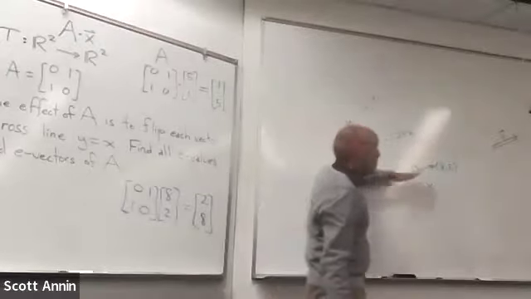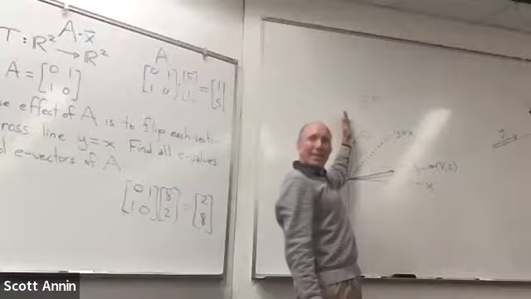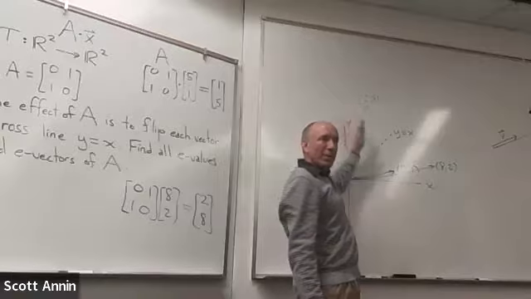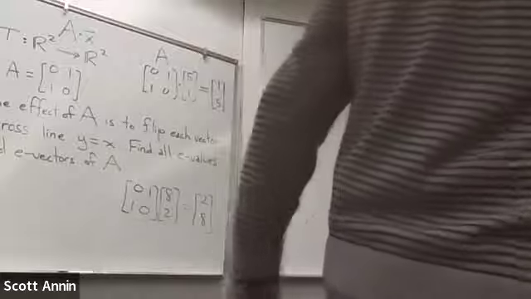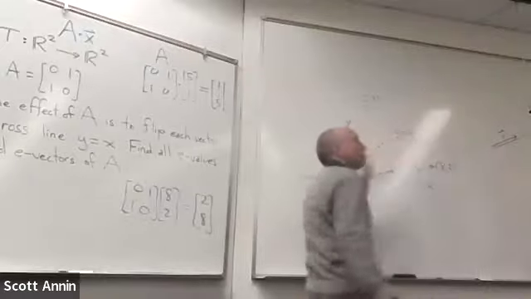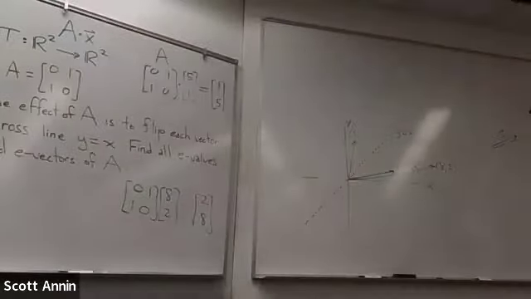Same thing with 8, 2. If I start with 8, 2, and I flip it across the line y equals x, it's not pointing in the same direction anymore. The question is, is there somewhere that you could draw a vector to start with on this picture that would not change directions when you did this flipping across the line y equals x?